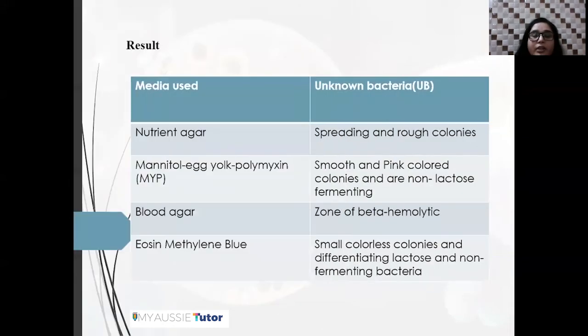So these are the results which we got by streaking our organism, which was provided to us as a sample, on those specific agar media, and this is the result that we got. On nutrient agar, spreading and rough colonies were found. On MYP, smooth and pink colored colonies were found, which indicates mannitol fermentation. On blood agar, we got a zone of beta hemolysis, which we just discussed that Bacillus cereus shows, a beta hemolytic type of colony. And on EMB agar, small colorless colonies were found, differentiating lactose and non-lactose fermenting bacteria.